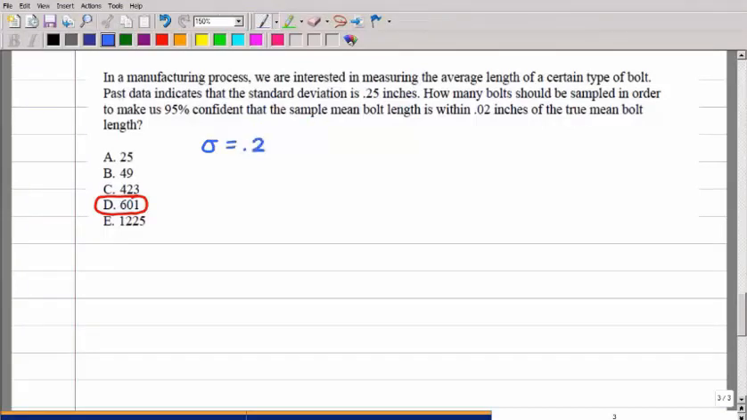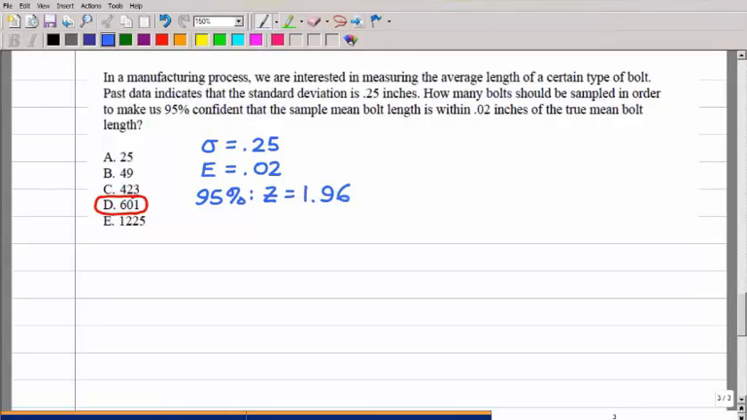In other words, it's still going to be a Z, assuming that's a sigma, which we will. 95% confident, so within 0.02 inches of the true mean bolt length. So there's your E, 0.02. Now be careful when you put this in the calculator. I've seen people do 0.2. 95%, my Z is 1.96.